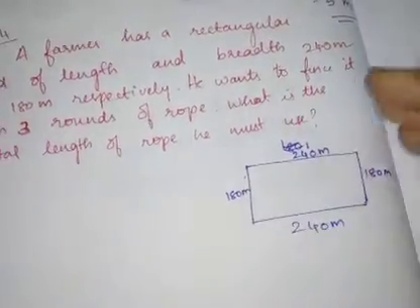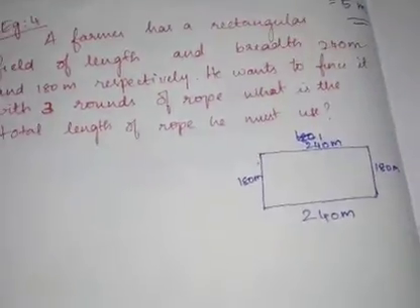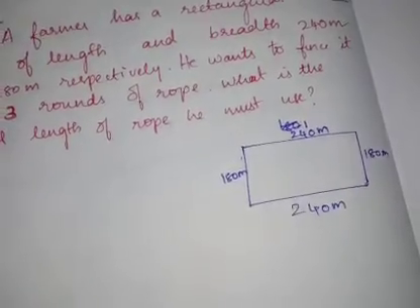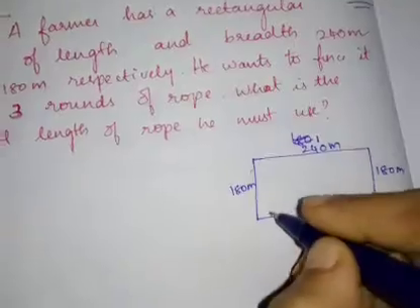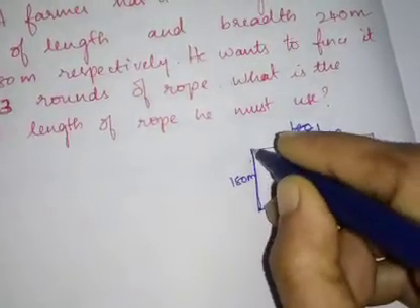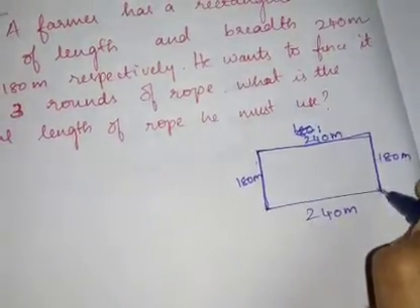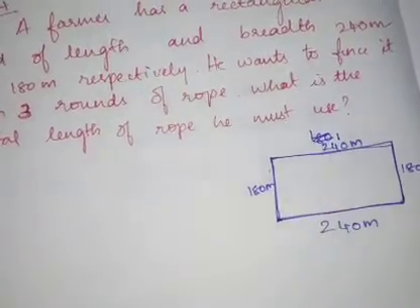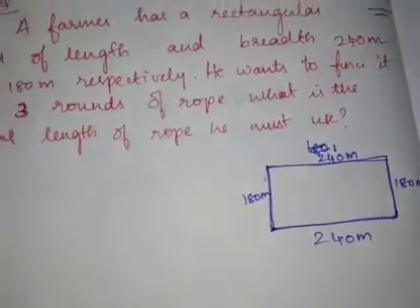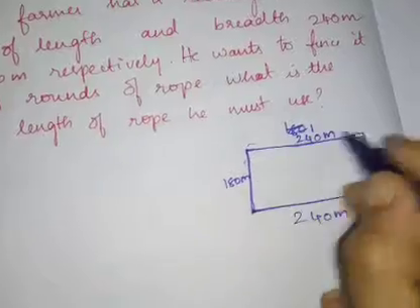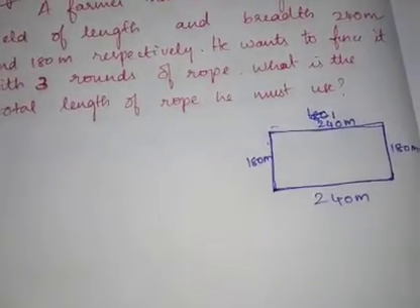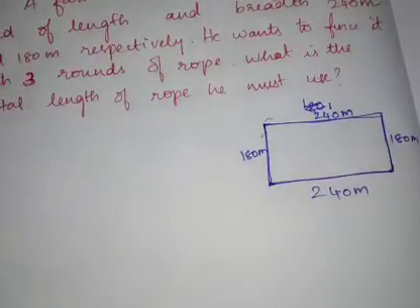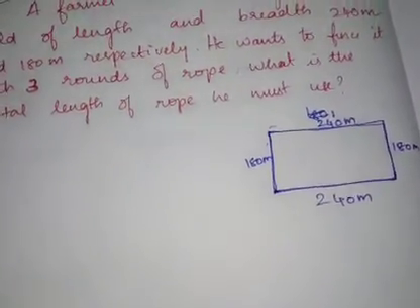He wants to fence it with 3 rounds of rope. Fence means a boundary, you know that way. So we are going to give that fencing, not only one round with only one rope, but as in the diagram given in the question, see, 3 rounds they are using. One round is the perimeter. So for 3 rounds, after finding the perimeter you can multiply by 3.